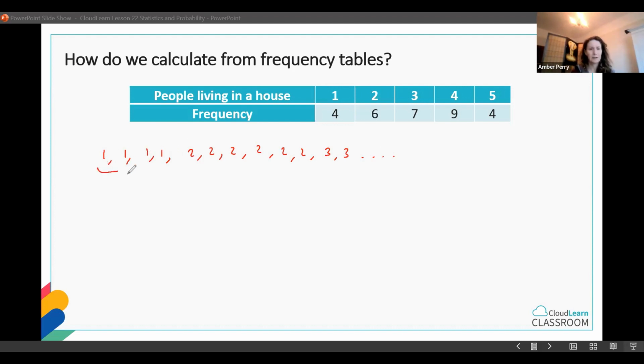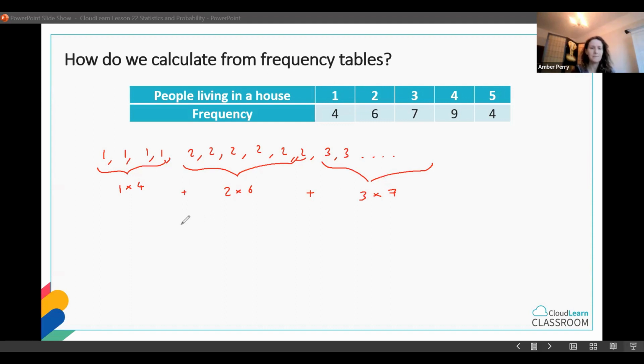But of course, it's much quicker to just do 1 times 4 and 2 times 6. There are 6 twos there, so 2 times 6. And 3, well, there are 7 threes when I've written them all out, so it would be 3 times 7. So what we do is we multiply the number of people living in a house, or whatever it is we're working with, by the frequency, and then add those together. It's a quick way of doing this instead of adding all these ones separately, adding all these twos separately. It just speeds up that process and makes it much quicker.